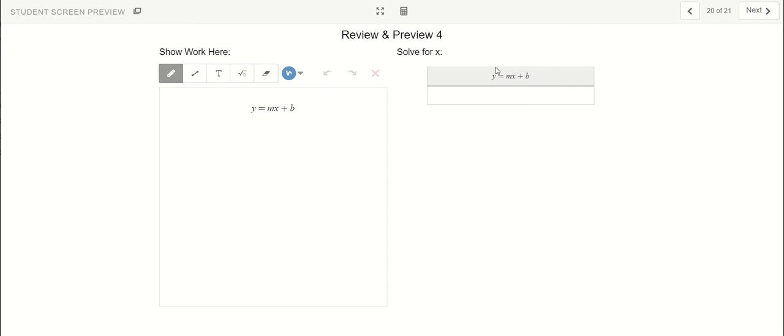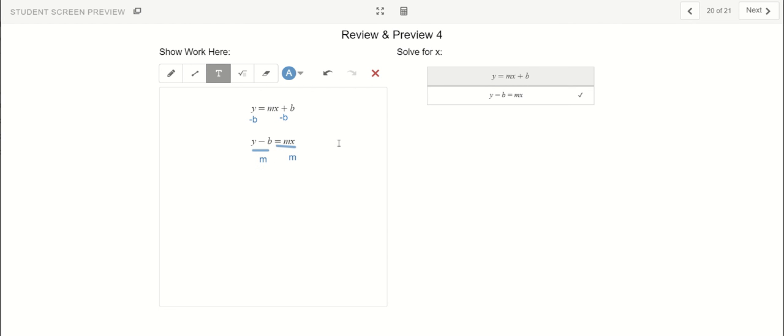For the next one, here we're going to also solve for x, so we're going to get x by itself. Right now we're going to get rid of this plus b by subtracting b on both sides. So we have y minus b equals mx. And then to get x by itself, I need to get rid of this multiplication. I need to divide both sides by m.